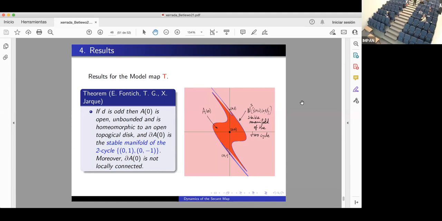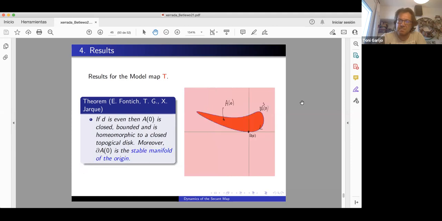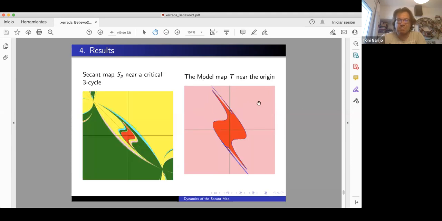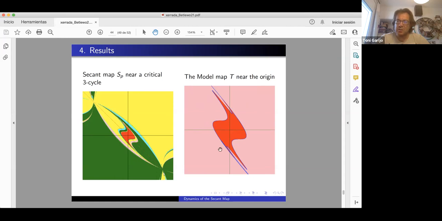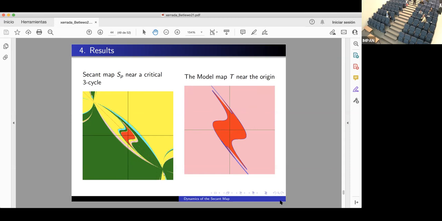Yeah, but the pictures look so strikingly similar, right? Even away from the origin. Yes, because, okay, what happens here for the secant map? Points from here go to infinity and come back, and really it doesn't matter what happens outside. And this is just the behavior that the model map encodes. Very interesting. Thank you.